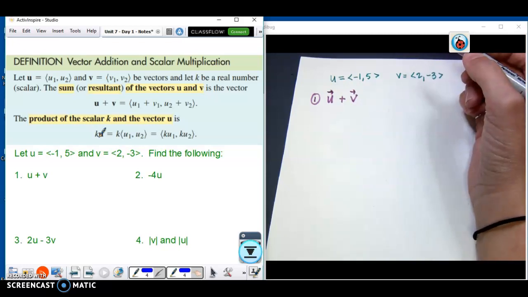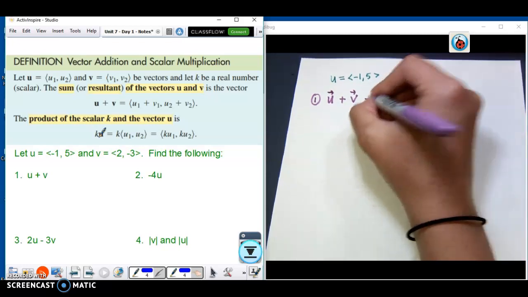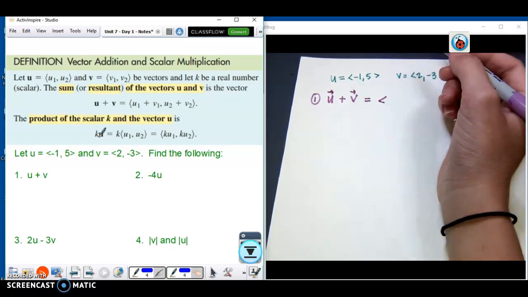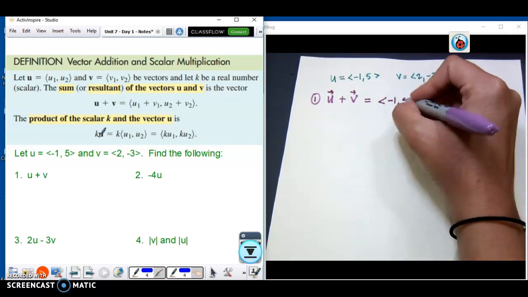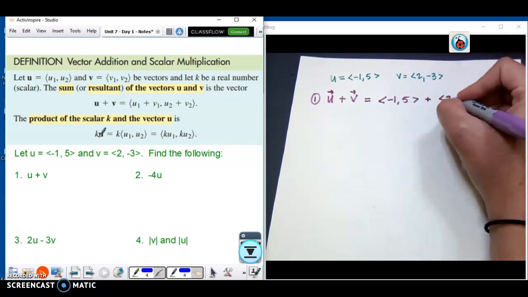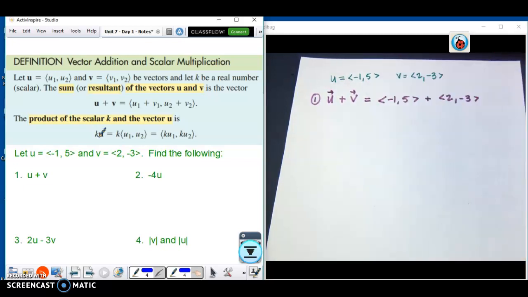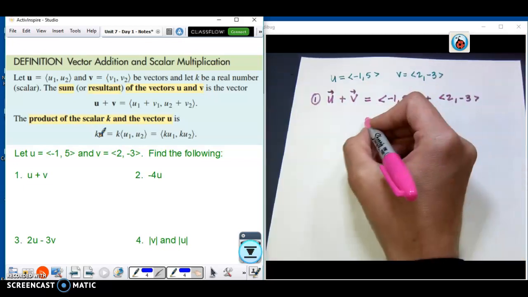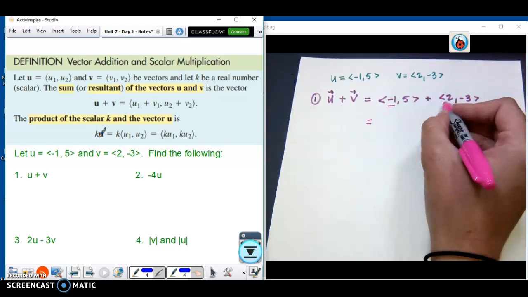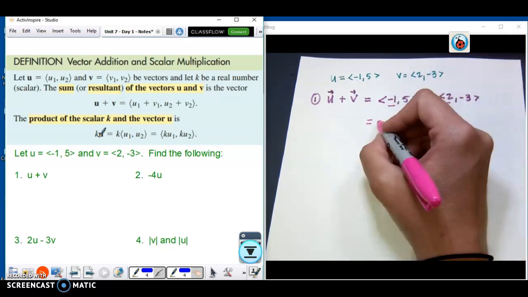So if we want to add u plus v, you're going to take your u, I'm going to write it out, negative 1, 5 plus your v. So it would look like that. So to get what's called a resultant vector, you're going to add your x value, so negative 1 plus 2.